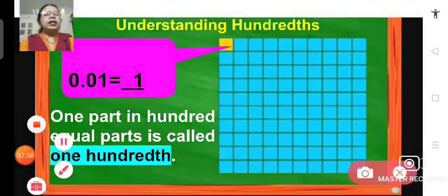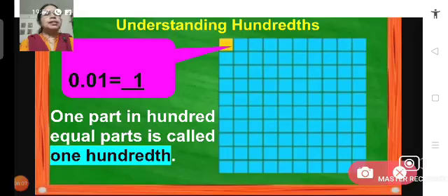If we divide one whole into 100 equal parts like this, then each part is 1 out of 100, isn't it? It is 1 out of 100 and it is written as 0.01. This is the tenths place and this is hundredths place. So one part in 100 equal parts is called 1/100th.